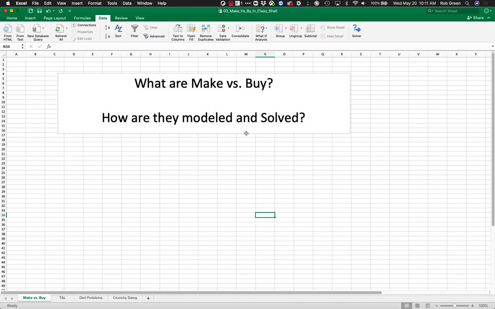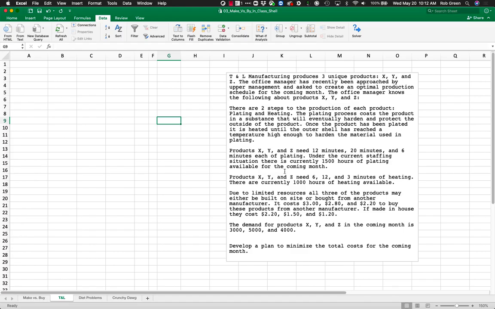One way we can do that is to build an optimization model using a linear program in our spreadsheet. So if we take a look at our example, we will use T&L Manufacturing that produces three unique products, X, Y, and Z. I'm going to go ahead and bold information that I find important as I read. This may be a good practice for you as well. Basically, we need to create an optimal schedule of making versus buying, and we know the following.